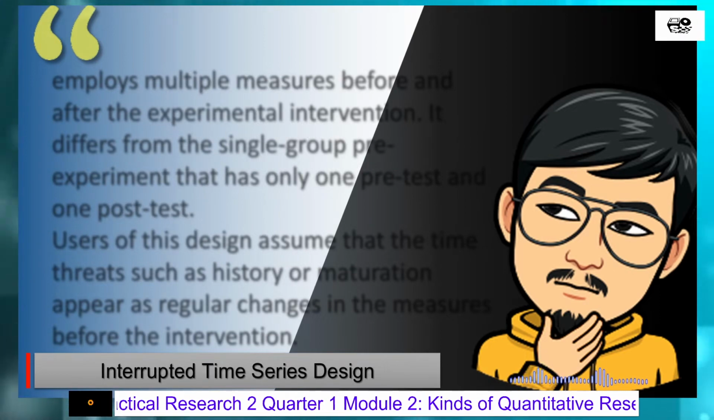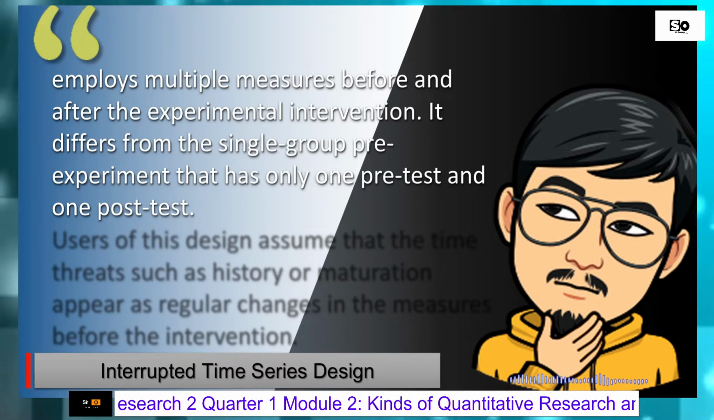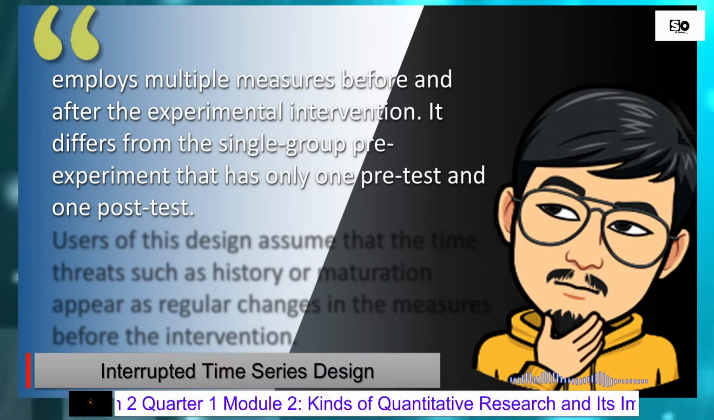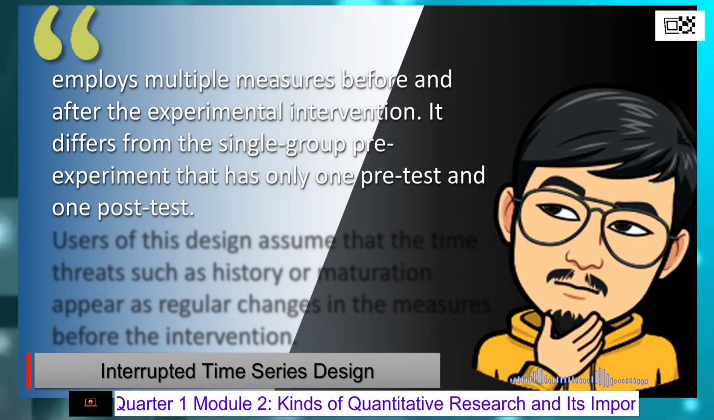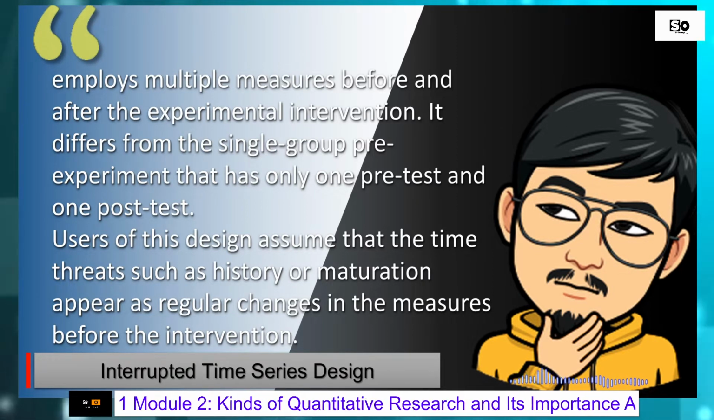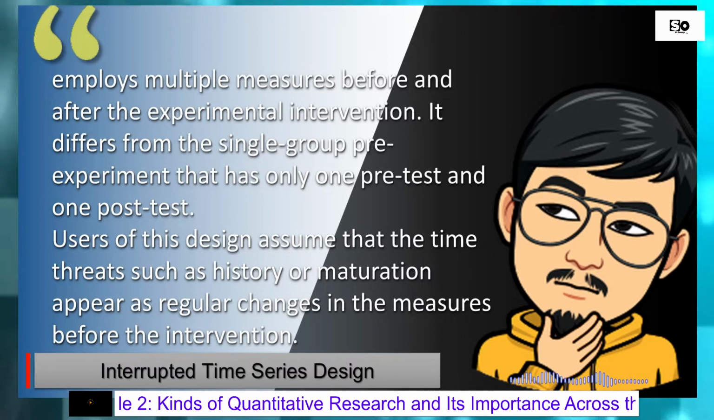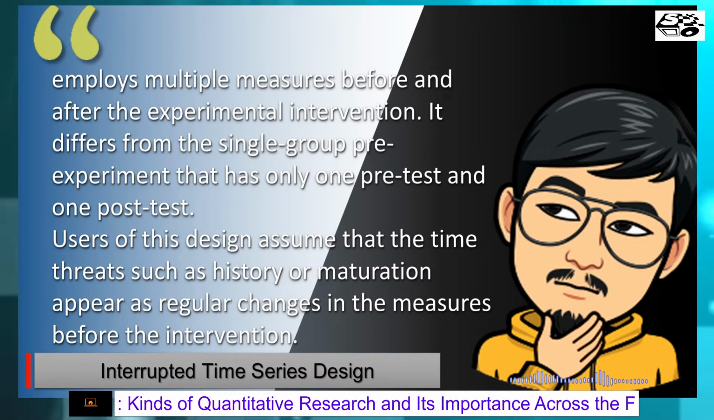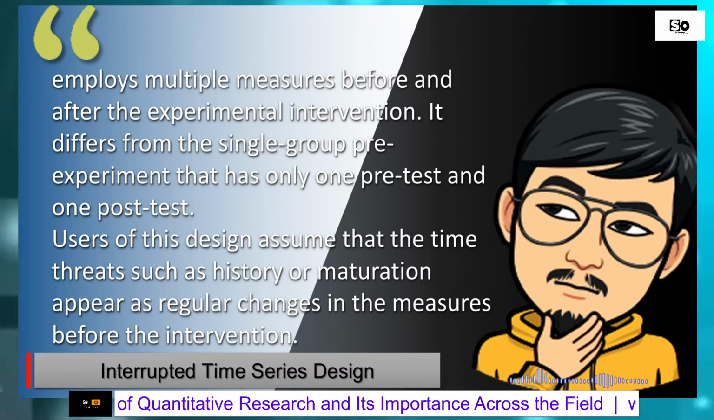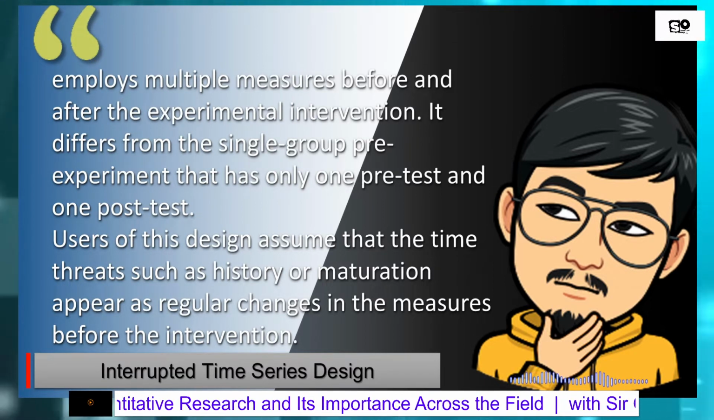Interrupted time series design employs multiple measures before and after the experimental intervention. It differs from the single group pre-experiment that has only one pre-test and one post-test. Users of this design assume that the time threats such as history or maturation appear as regular changes in the measures before the intervention. Sa uri ng research design na ito, ay maaaring pag-aralan ang isang bagay na nangyayari sa kasalukuyan at nangyari noong unang panahon.